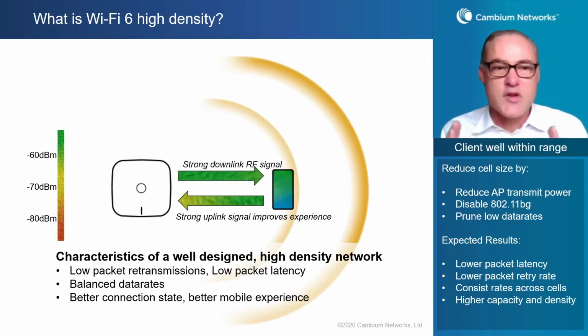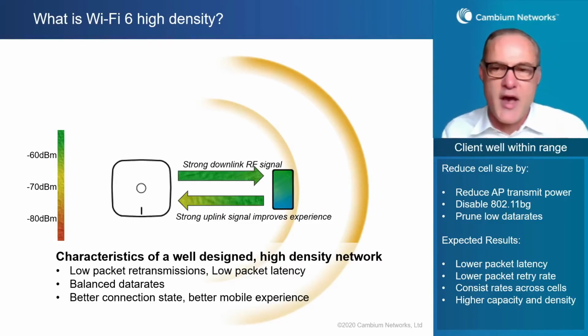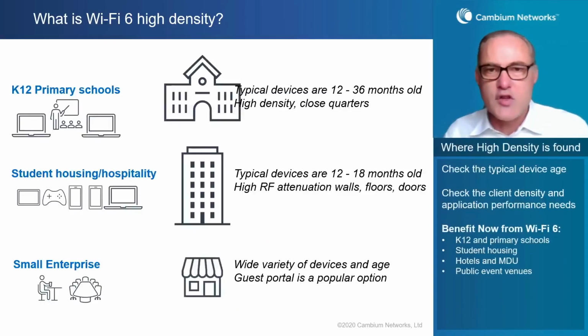Now, as network density and device density increase, Wi-Fi 6 can have a real big impact. So let's take a look at some of the markets that might be impacted by this. K through 12 schools, definitely. They have devices that are fairly new, 12 to 36 months old, and tend to be pretty good devices. But those are high density, close quarters, and definitely can benefit from Wi-Fi 6 high density.